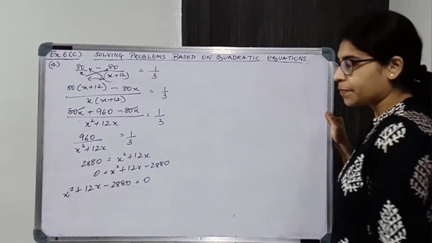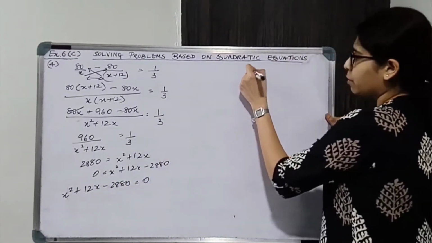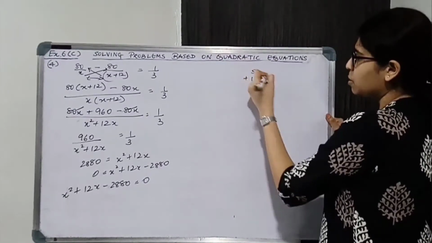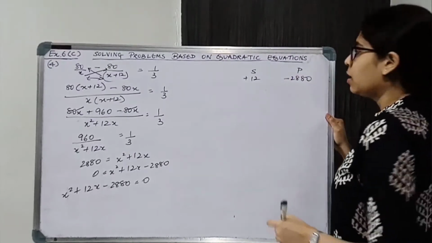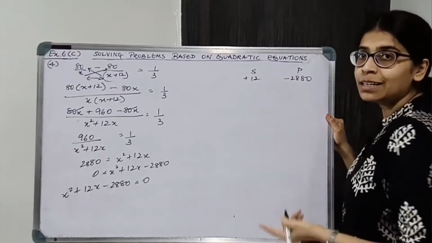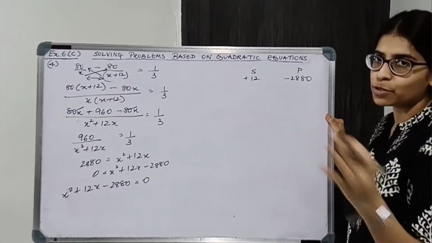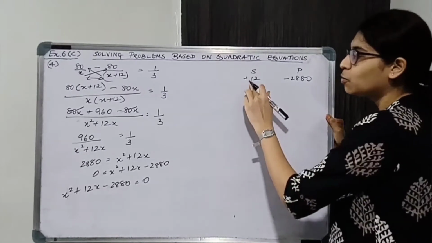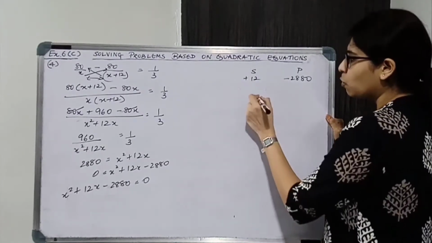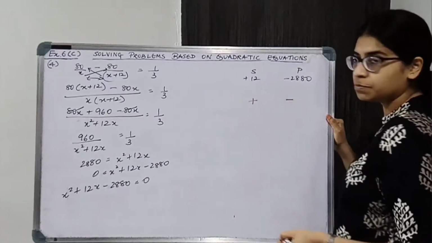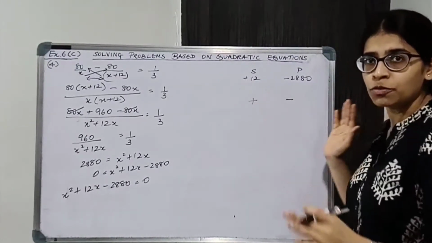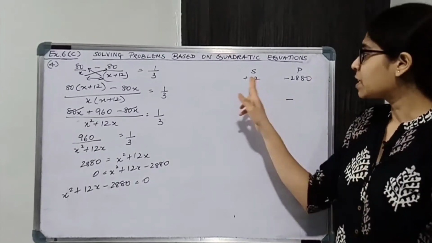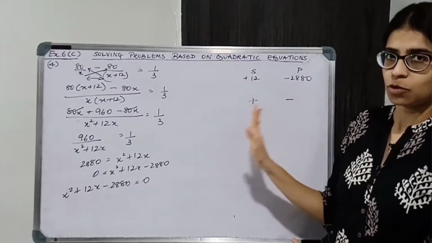ठीक है. Now sum and product. Sum is plus 12, product is minus 2880. Now product is negative, it means both the factors have opposite sign. You will subtract the factors to get 12. ठीक है. So one is positive, other is negative. Now sum is positive, it means greater factor positive होगा, smaller factor will be negative. Sum का sign is greater factor का sign.